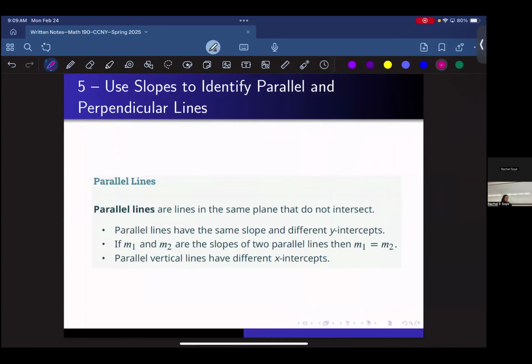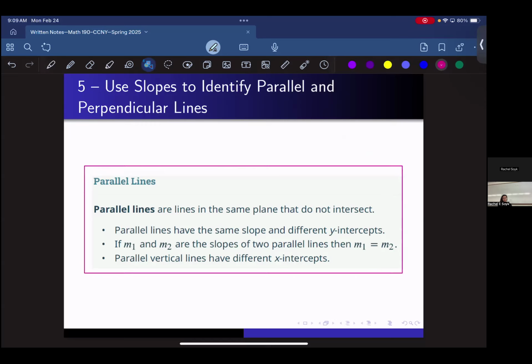This is our last objective for today. We have our formal notes on parallel lines. Again, parallel lines mean that you have the same slope. The lines do not intersect, which means you need to have a different y-intercept. Parallel vertical lines have different x-intercepts. It's just a famous fact. Whereas everything else, we have our different y-intercepts.